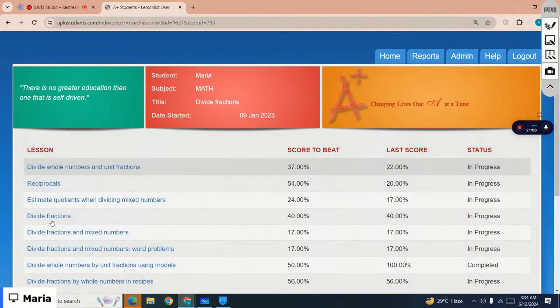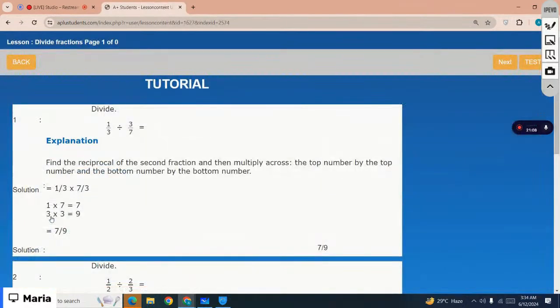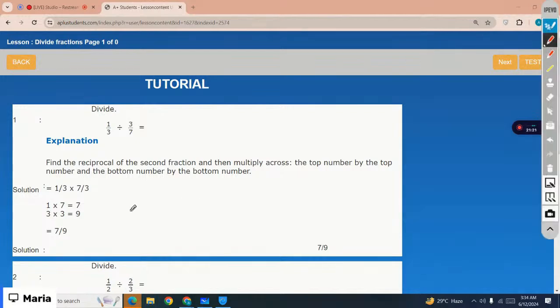divide fractions. So let's just see how we divide fractions, right? 1 by 3 divided by 3 by 7. So you simply have to change the division sign to multiplication and then reciprocal the term after, 3 by 7, and the reciprocal is 7 over 3. You have to multiply numerator times numerator and denominator times denominator. 7 times 1 is 7 and 3 times 3 is 9. So that's 7 over 9. Got it?